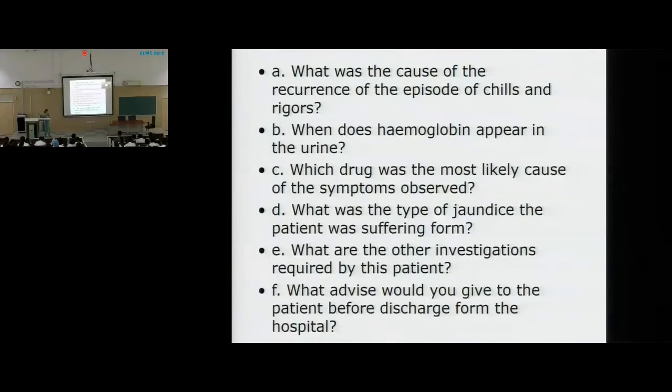Now these are the questions which at the end of the class we will understand. One of them is, what was the cause of recurrence of the episodes of chills and rigors? When does hemoglobin appear in urine? Which drug is most likely to cause the symptoms which are observed? What type of jaundice the patient is suffering from? Hemolytic. What are the other investigations which may be required? And what do you advise to the patient before discharge?